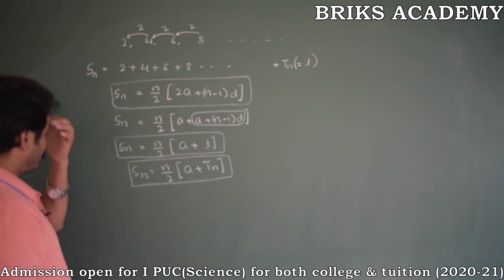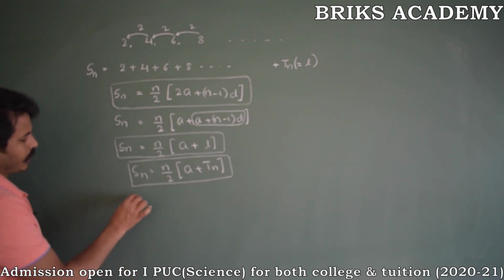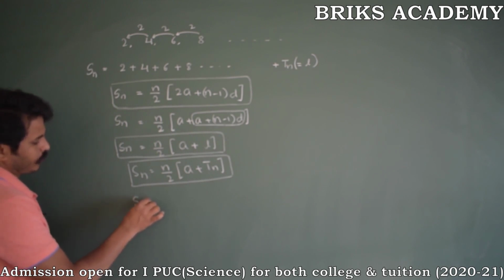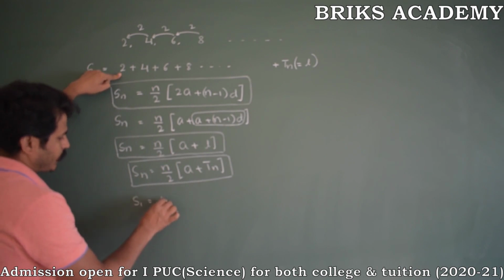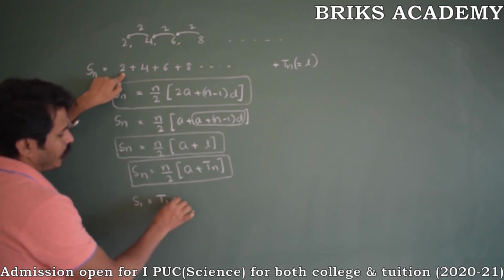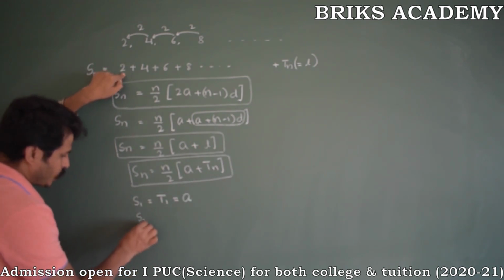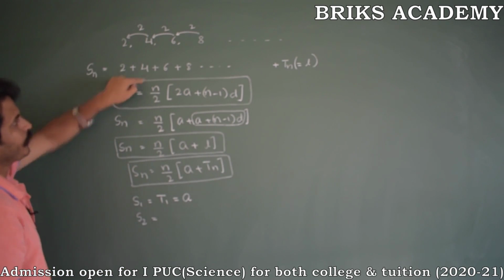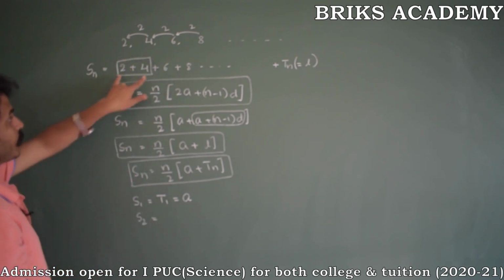And you should know the actual meaning of Sn. You should know that. Say for example, what is S1? That is sum of first term. That is nothing but first term only. In this case, if I take, it is just 2, which is equal to a only. What is S2? It is not the second term. It is the sum of 2 terms. This is S2.